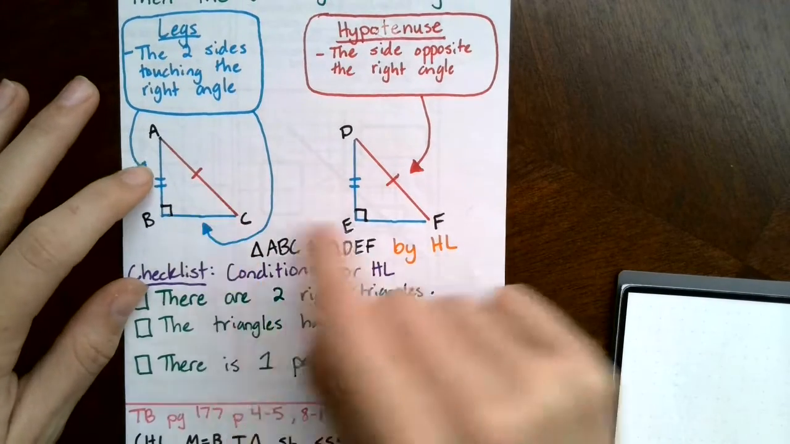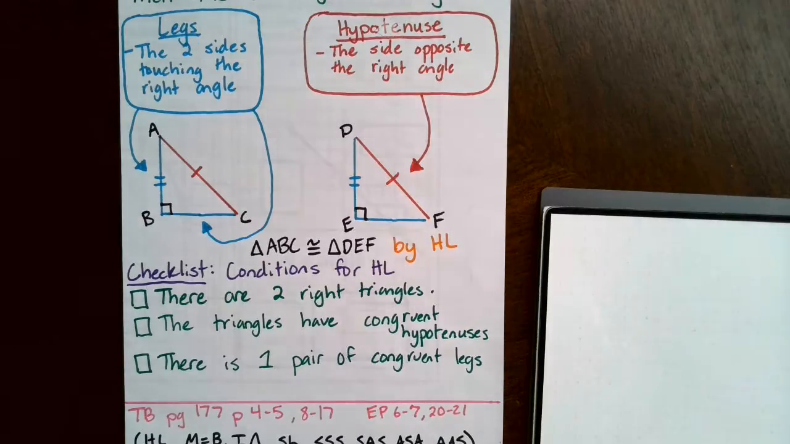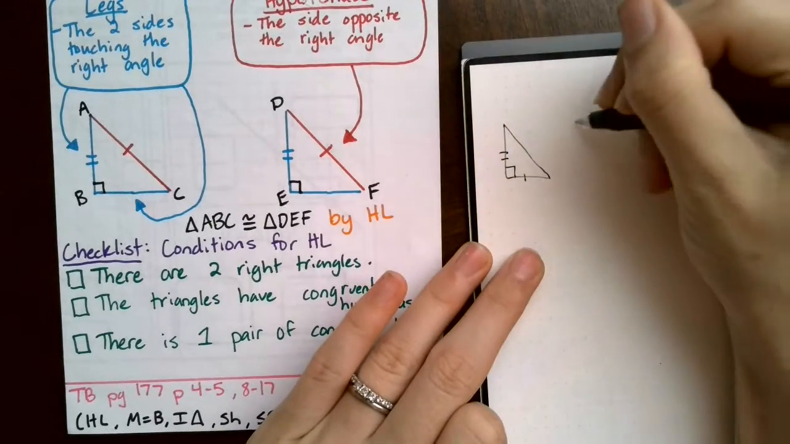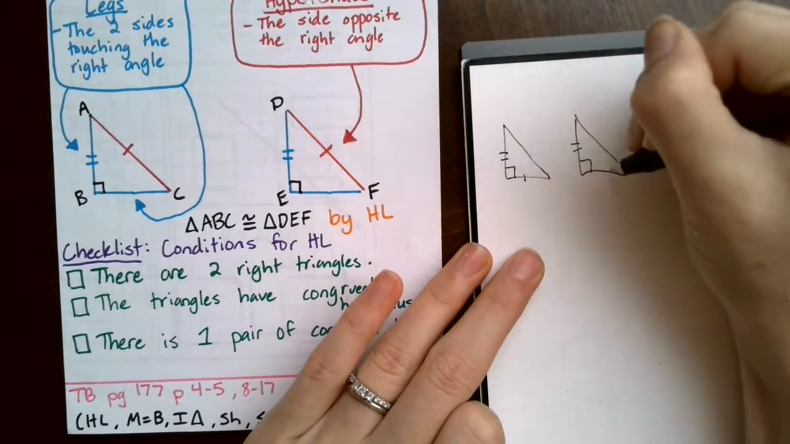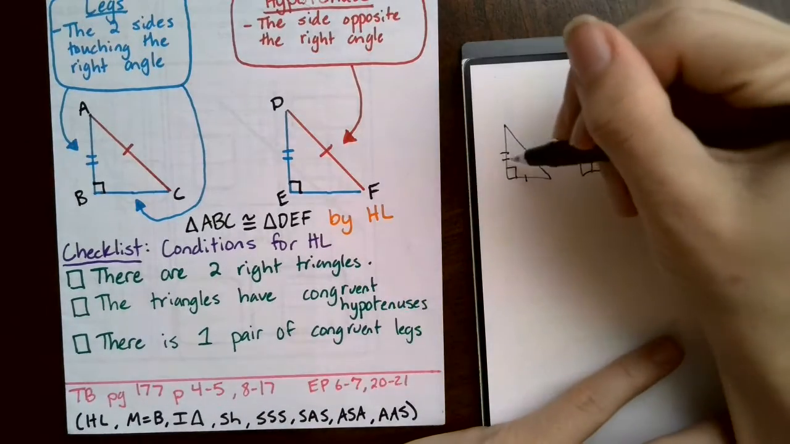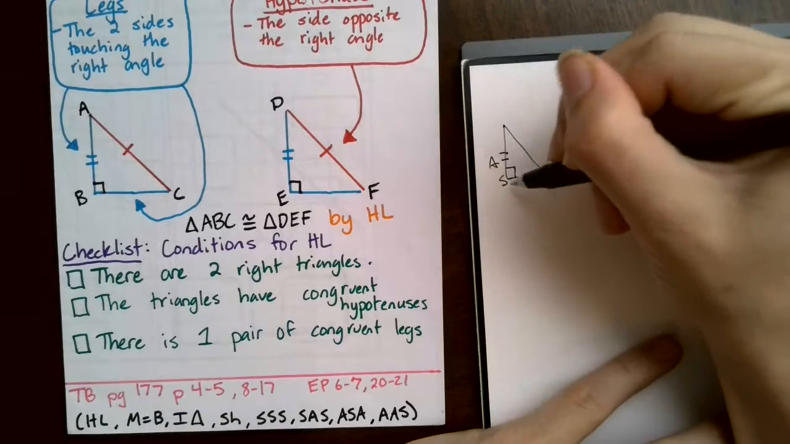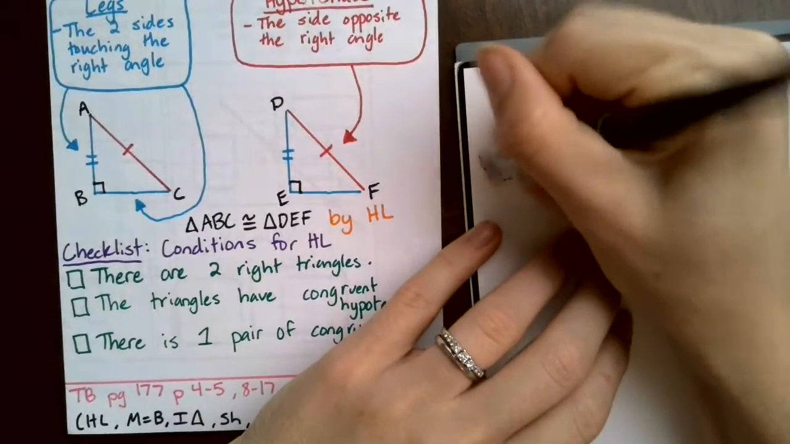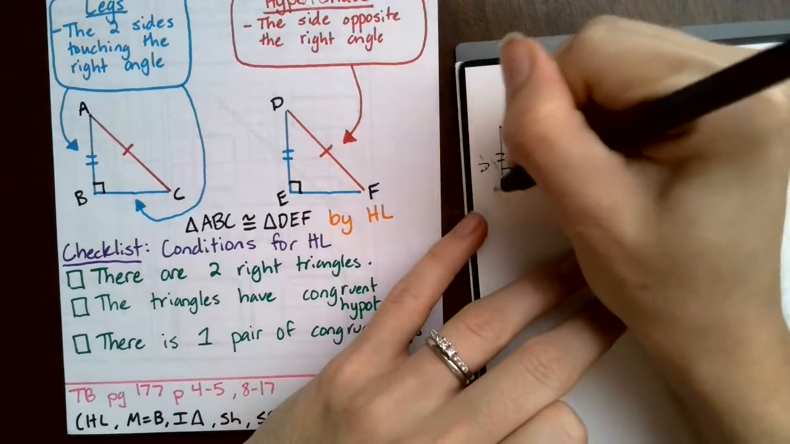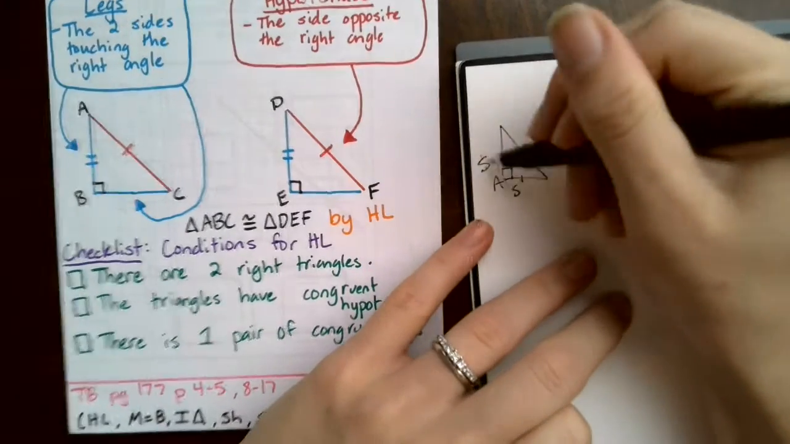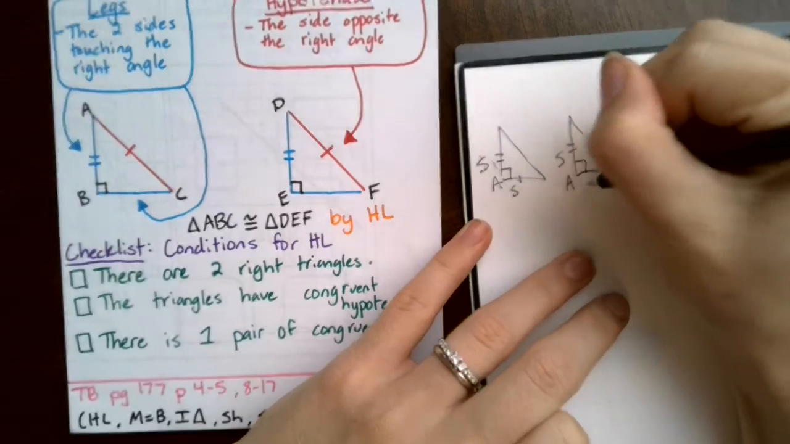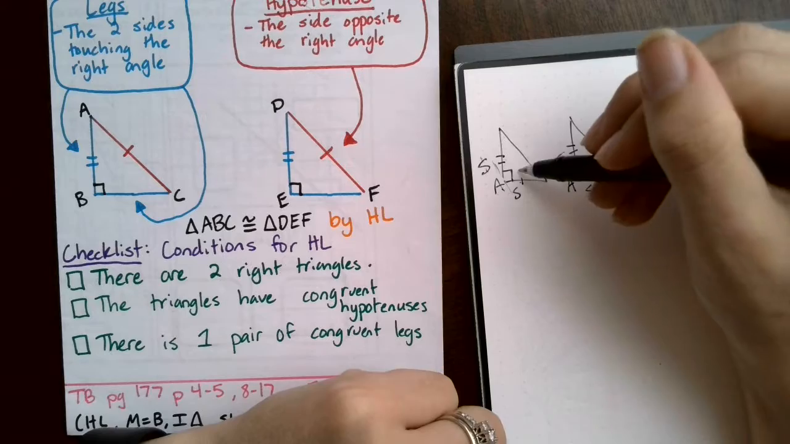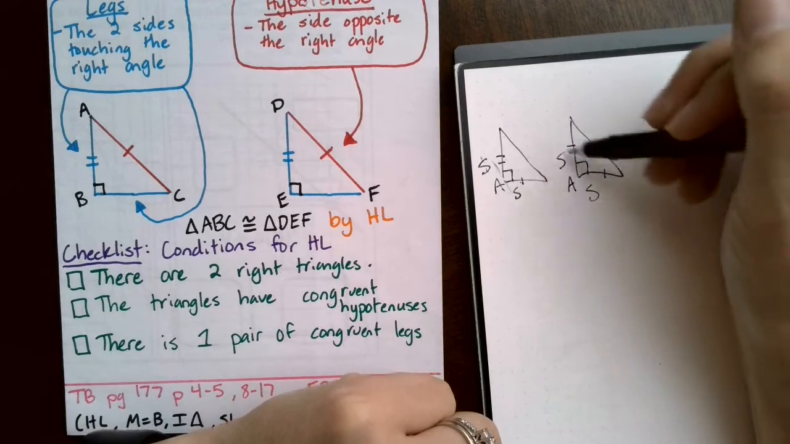Notice if they did have just two congruent legs, so let me draw out a short picture right here. If we had congruent legs, this would just be angle, side, angle. Angle, side, I said that backwards, I'm sorry. Side, angle, side, because this angle is in between these two sides. So just because you see a right angle doesn't always mean it's going to be HL. This isn't HL because the hypotenuses aren't congruent.